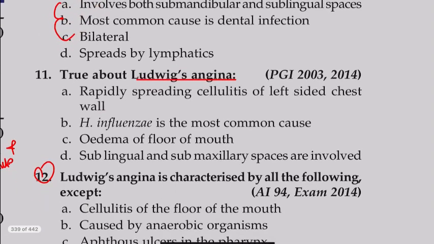True about Ludwig's angina: rapidly spreading cellulitis of left-sided chest wall. Now it is not right. H. influenzae is the most common cause. Edema of floor of mouth, sublingual and submaxillary spaces are involved. So obviously the right answer is edema of floor of mouth, with sublingual and submaxillary spaces involved, right?